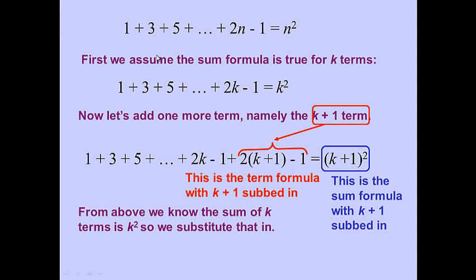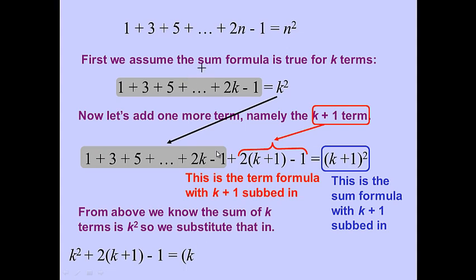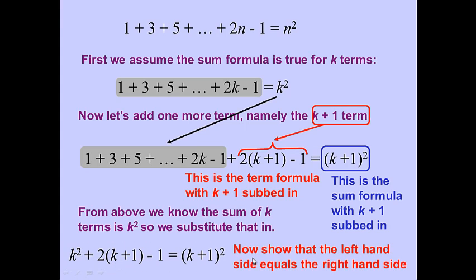From above, right here, we know that the sum of k terms is k squared. So in other words, 1 plus 3 plus 5 plus dot dot dot plus 2k minus 1 equals k squared. So we're going to do a substitution. We're going to substitute k squared for all of this that's highlighted in gray here. So notice now we have k squared plus 2k plus 1 minus 1 equals k plus 1 squared. Now all we have to do is show that the left-hand side equals the right-hand side, and we have completed the proof.